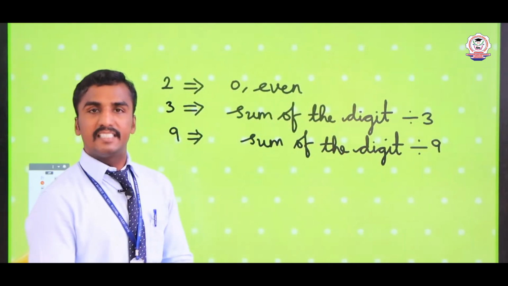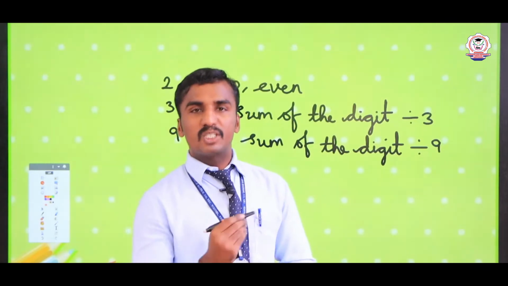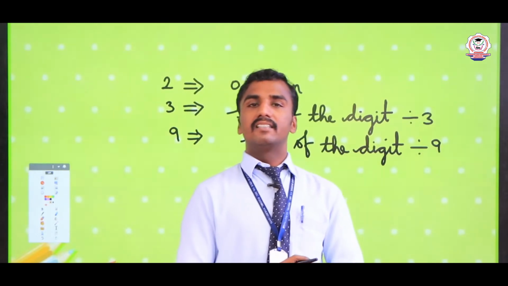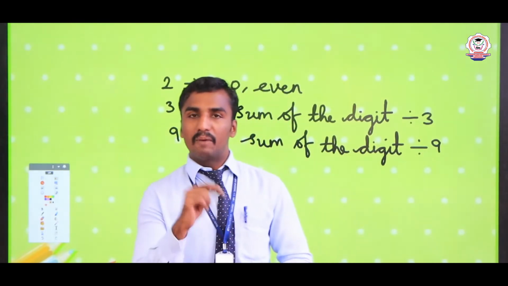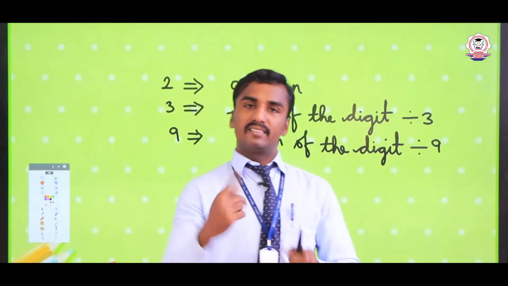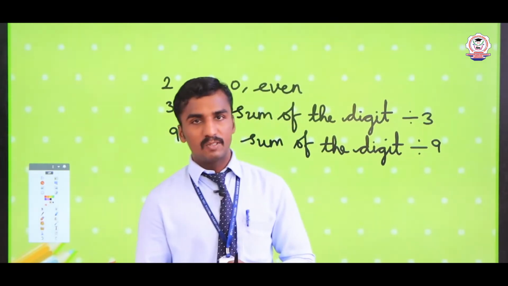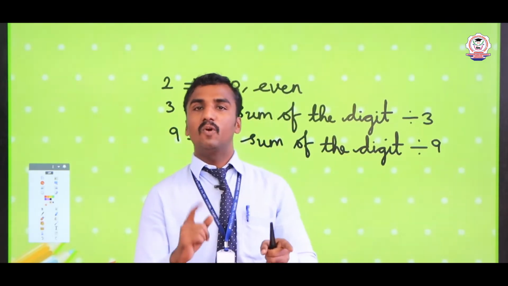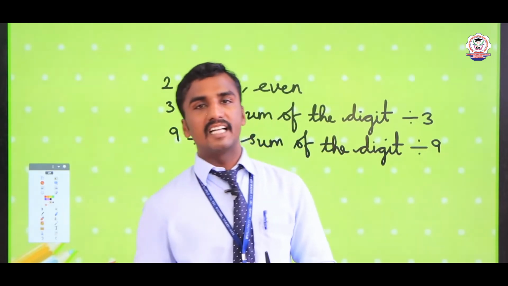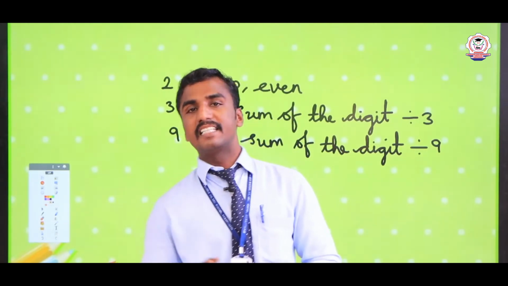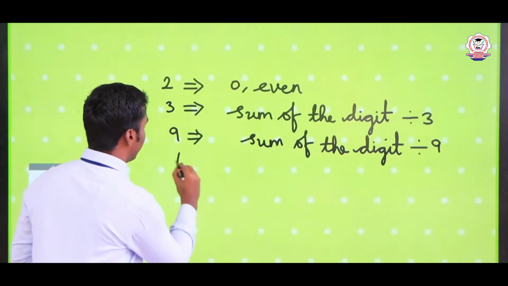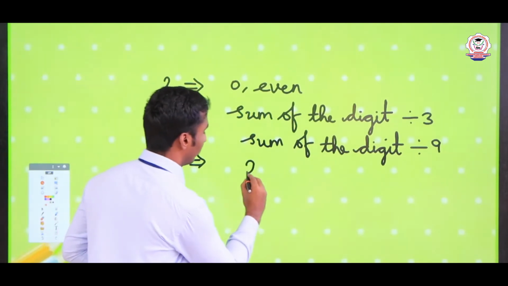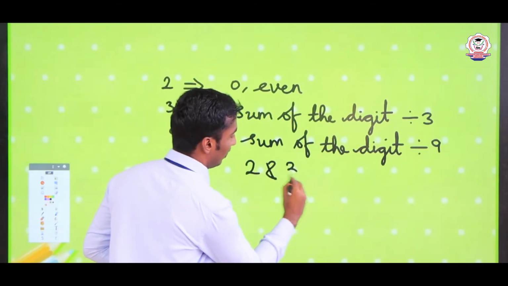Next one, divisible by 6. Listen, using the prime factorization method, 6 is 2 times 3. If a number is divisible by both 2 and 3, then the number is exactly divisible by 6. So this is the divisible by 6 condition: divisible by 2 and divisible by 3. When both conditions are satisfied, the number is exactly divisible by the 6 table.